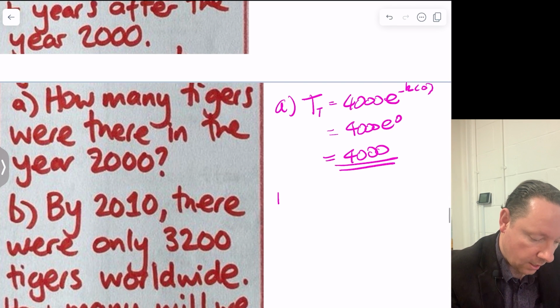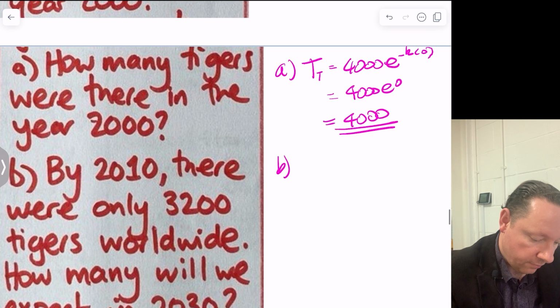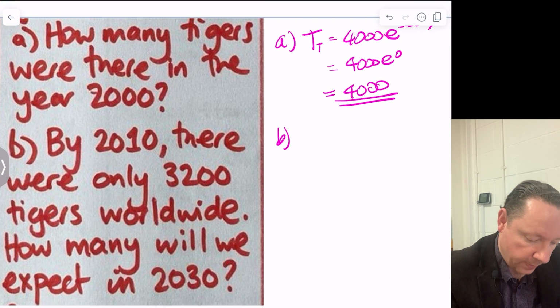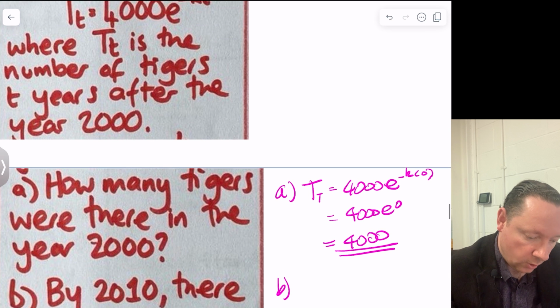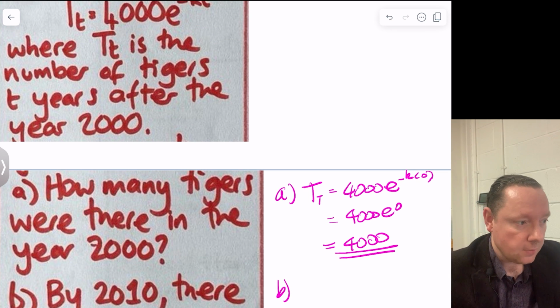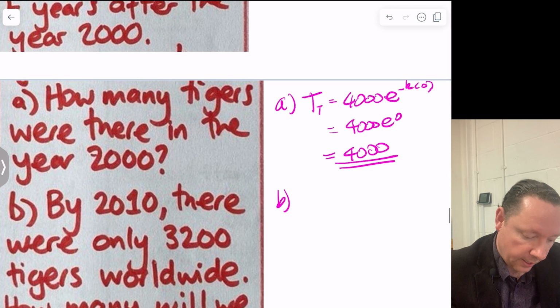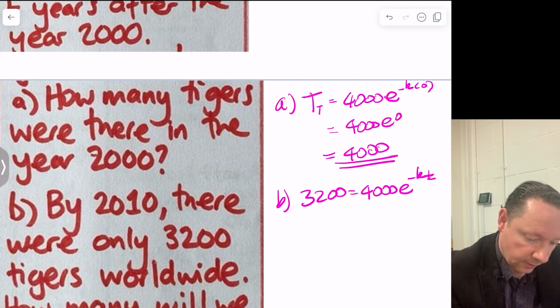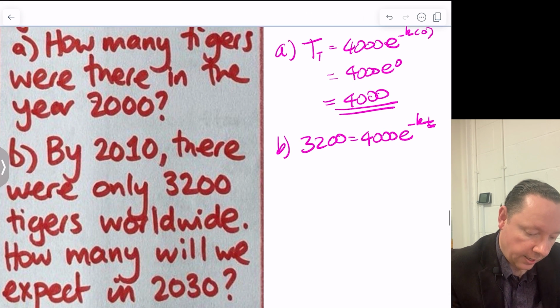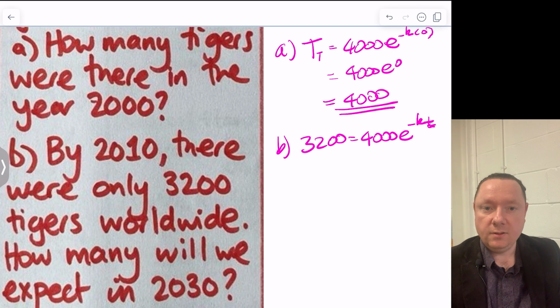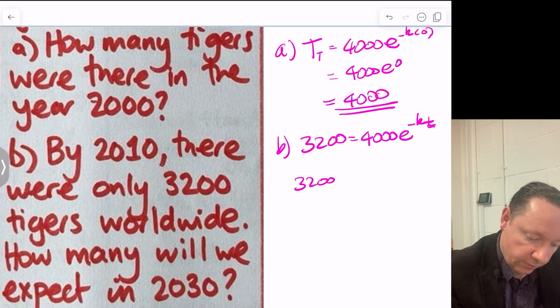Part B. By 2010, there were 3,200 tigers worldwide. How many will we expect in 2030? Okay, so we know initially there is 4,000. So we can model this equation by saying that in 2010, 3,200 equaled 4,000 e to the minus kt. And we can then work out our k, and then we can sub in the time for 2030, which will be 30 years. So that gives us 3,200 over 4,000 equals e to the minus k, and the t is 10 years, so times 10.